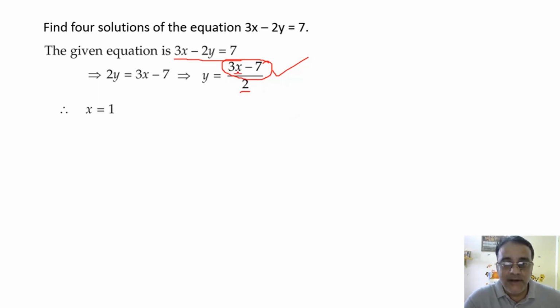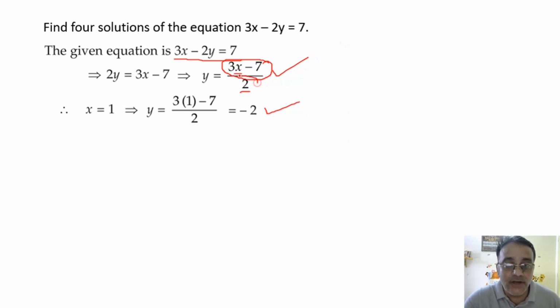देखो 3 into 1 कितना हो जाएगा? 3. 3 minus 7 by 2. Minus 4 by 2. That will be equals to? Minus 2. We got the first value. अब second value में क्या करेंगे?